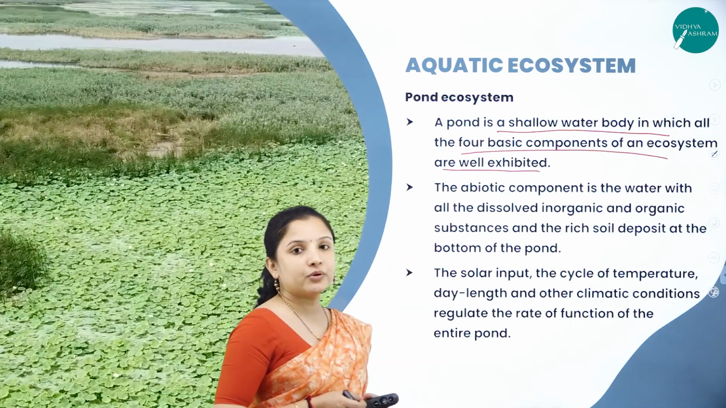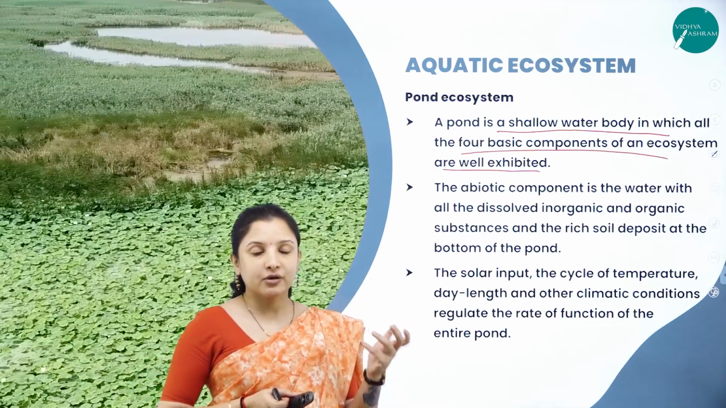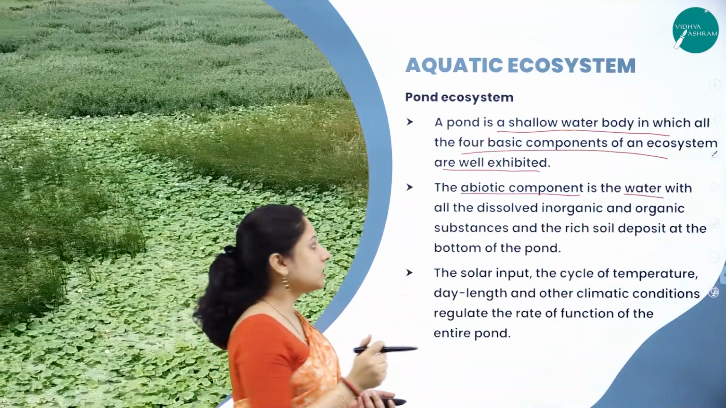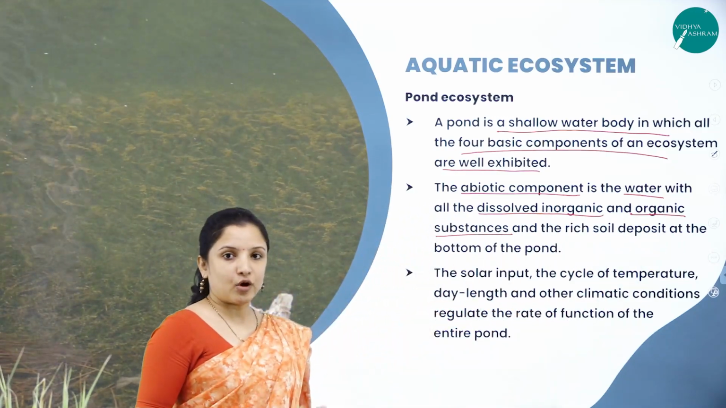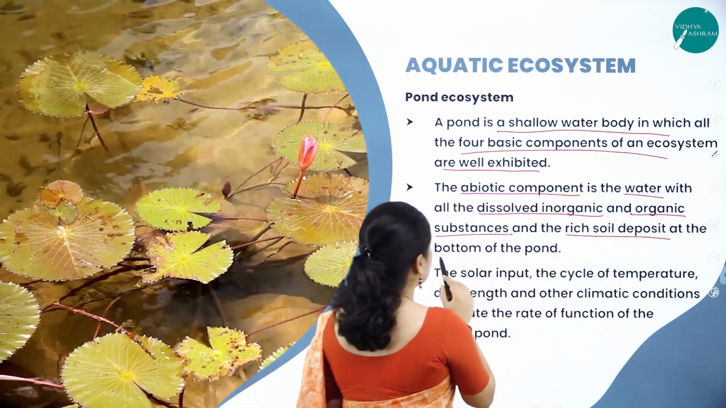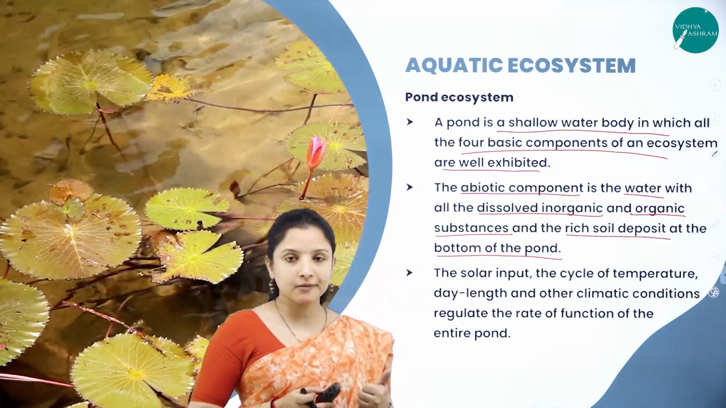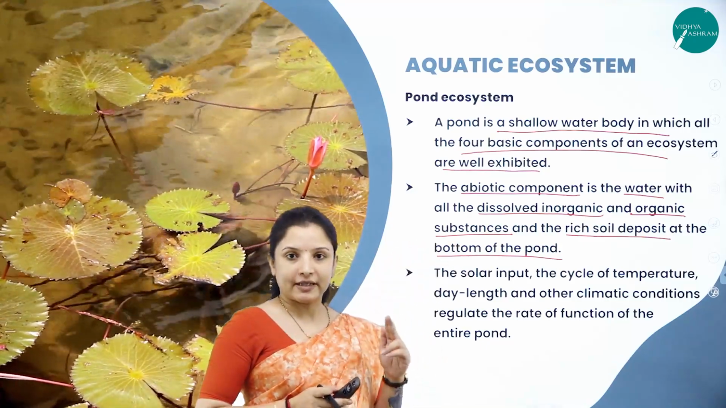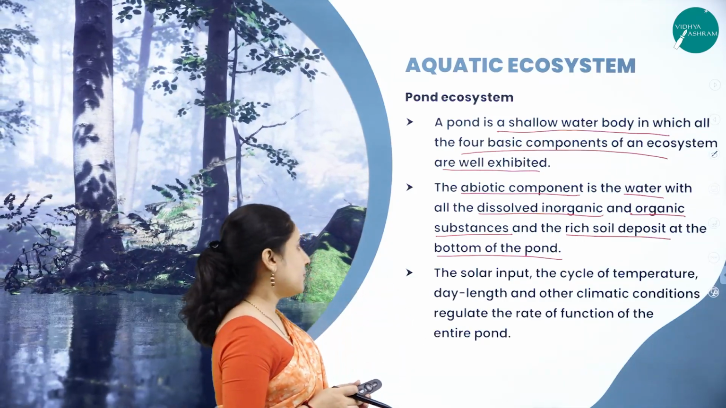Abiotic means the ones which do not have life. Biotic means the ones which have life. So the abiotic components of a pond are water, and in that water the different dissolved inorganic and organic substances, and at the bottom of the pond the sediment. What is a sediment? It is nothing but a rich soil deposit at the bottom of the pond. So all these form the abiotic components: the water, the dissolved inorganic and organic components in the water, and the soil that is deposited at the bottom of the pond.